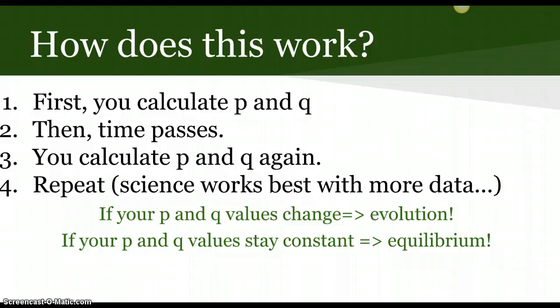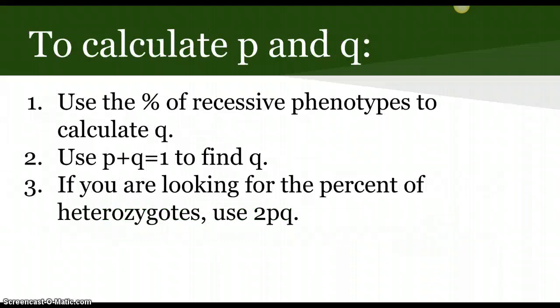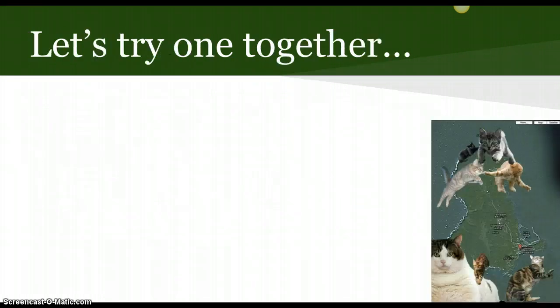All right. So to calculate p and q, you use the percent of recessive phenotypes to calculate q, because remember, if you have a recessive phenotype, you know the genotype has to be homozygous recessive. Then we use p plus q equals 1 to find p. And then if perhaps you're looking for the percent of heterozygotes, you can use 2pq. So if you remember, like sickle cell anemia, heterozygotes had this whole other special thing happening, so you might want to know how many of those are in a population. All right, next up.